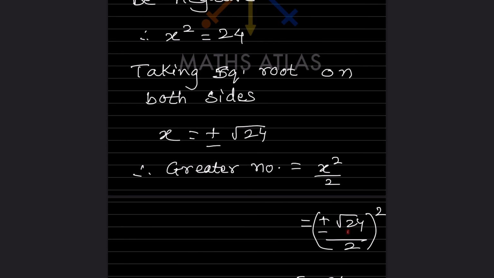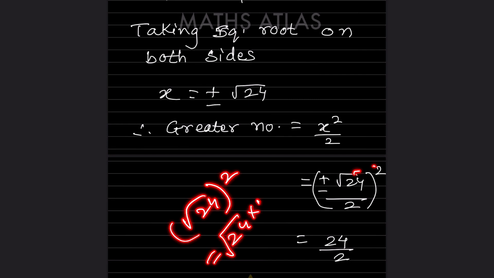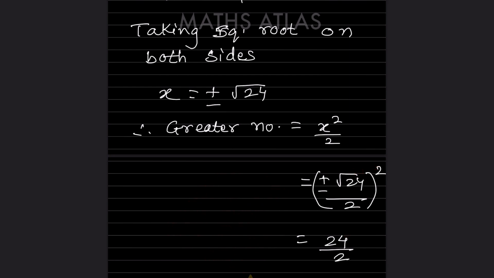Plus or minus x, you got plus or minus root of 24. In place of this one you are going to square this one as well as 2, both you are going to put a square. So what will you get here? When you square this one, root of 24 squared, that is going to be root of 24 into root of 24, that is 24.